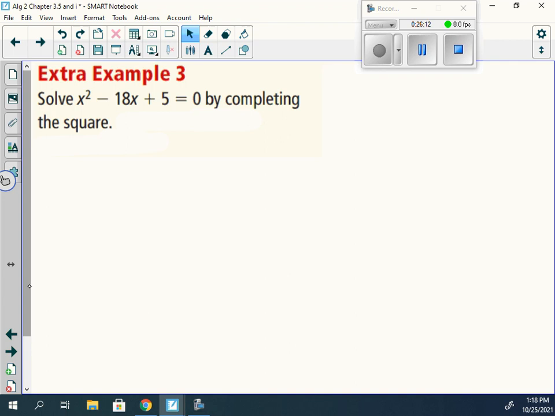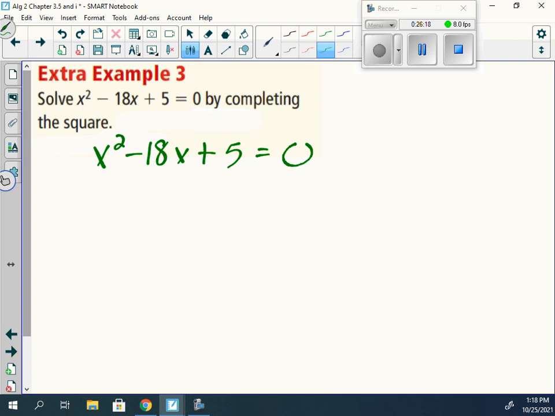Let's look at the last one. x squared minus 18x plus 5 is equal to 0. So if we look at this one here, now it's not a perfect square trinomial, and the value of a is 1. The number in front of x squared is 1.